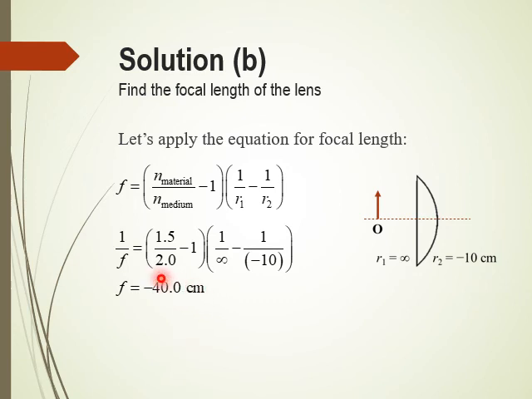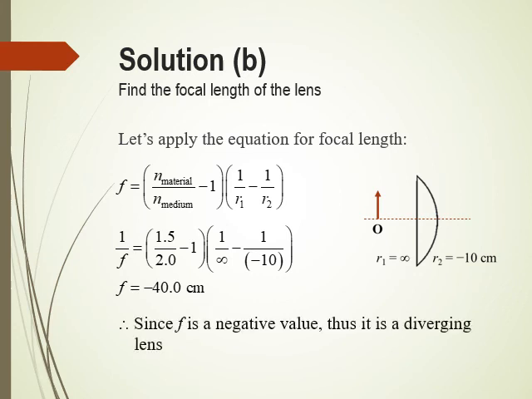The thing you have to take note of here is that your n medium is no longer equal to 1, it is now equal to 2.0. So how do we tell whether it is a converging or diverging lens? You look at the sign convention for f. Since f is a negative value now, it is a diverging lens.